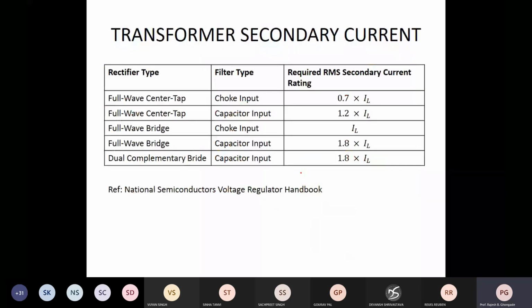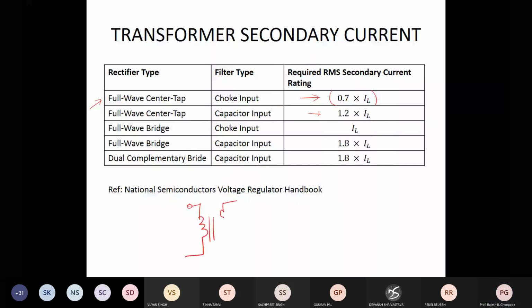Okay, when we talk about the transformer, which is the very first device that you're going to get into in this linear power supply design, there are some things that you are supposed to know. When I'm having a full wave center tap transformer, what is the relationship between the load current and the RMS secondary current? Okay. This has already been proved. It is 0.7 times. So this needs some clarification.